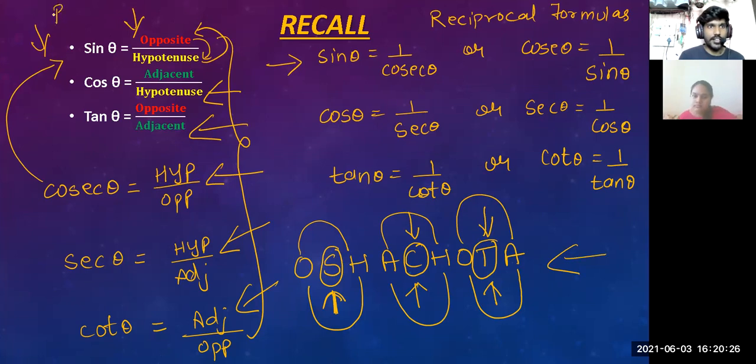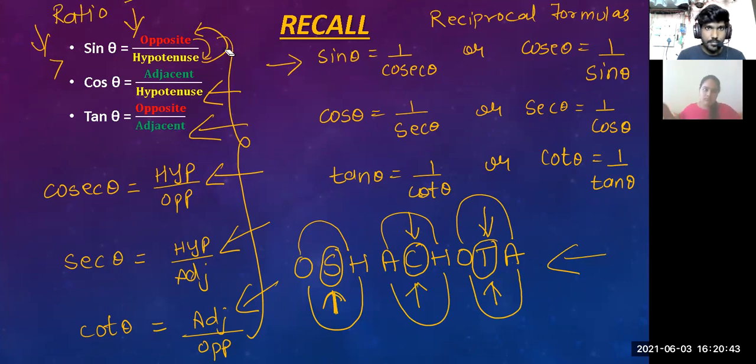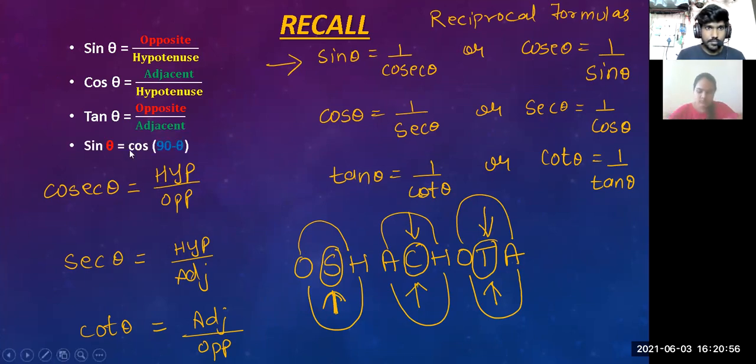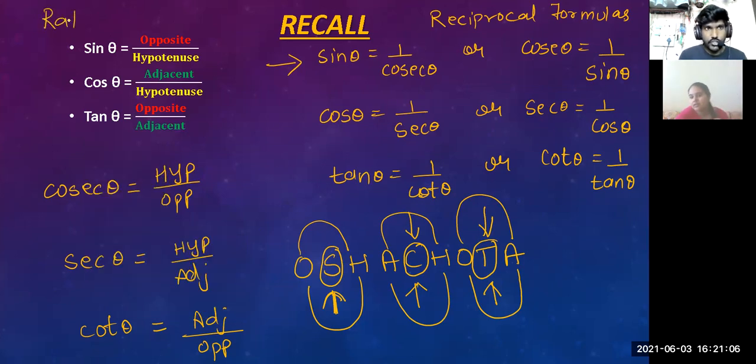For this, you give the heading as ratio formulas. What do I write as a heading? Ratio formulas. And this is the reciprocal formulas.